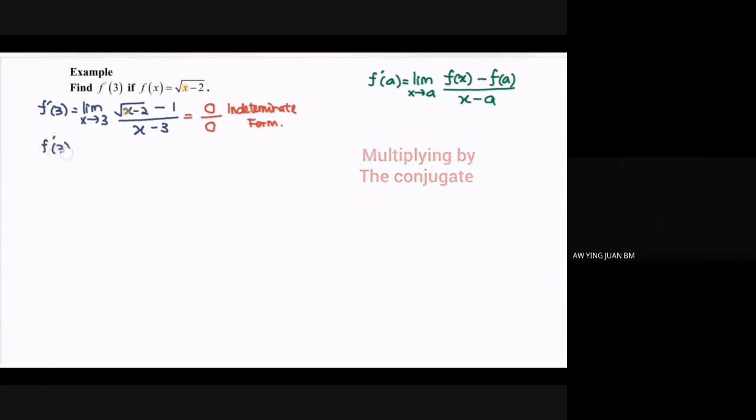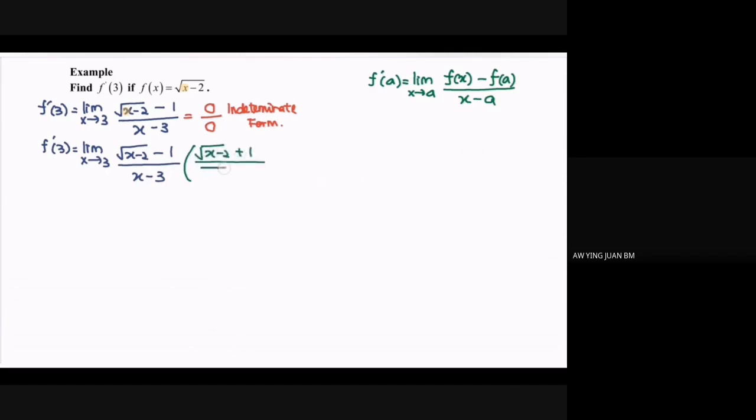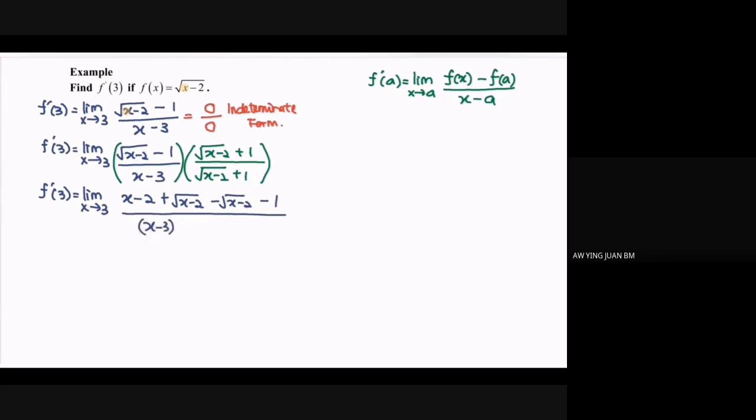So f prime 3 equals to limits when x approaching 3, square root of x minus 2 minus 1 over x minus 3. The conjugate will be square root of x minus 2 plus 1 over square root of x minus 2 plus 1. Next, we are going to expand the situation and only expand the numerator. So f prime 3 equals to limits when x approaching 3. If we expand, we will have x minus 2 plus square root of x minus 2 followed by negative square root of x minus 2 minus 1 over x minus 3 bracket square root of x minus 2 plus 1.